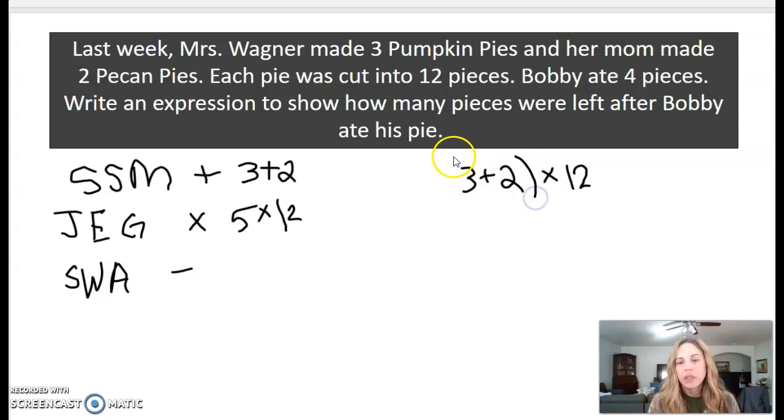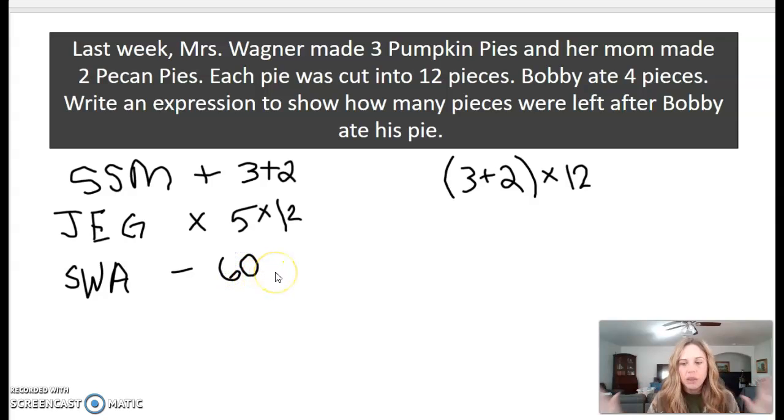If you said add parentheses, you would be correct. So we need to put our 3 plus 2 in parentheses and then multiply by 12. So now, if I do all this, I know how many pieces I have altogether, so then I can take away the 4. Well, 5 times 12 is 60.